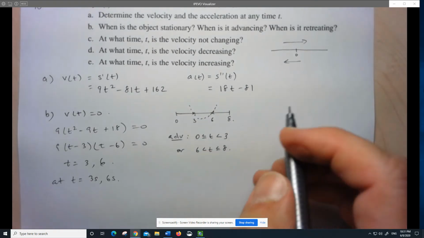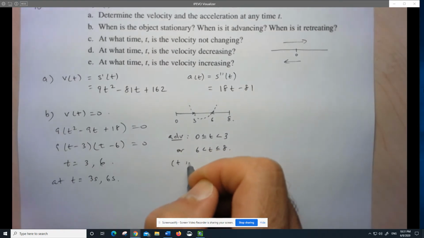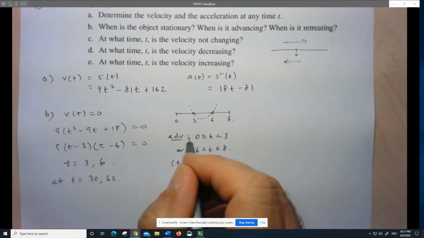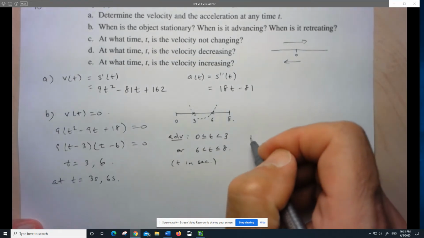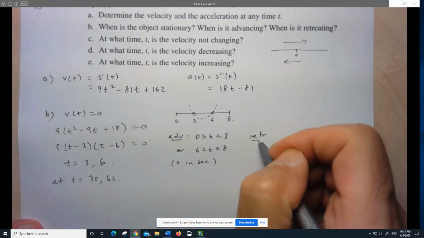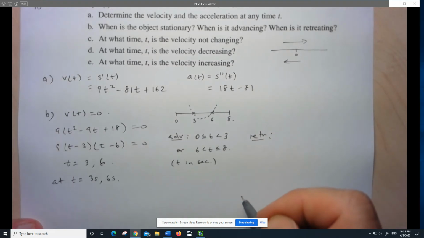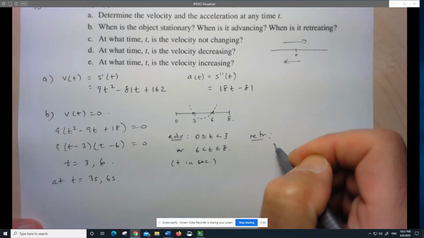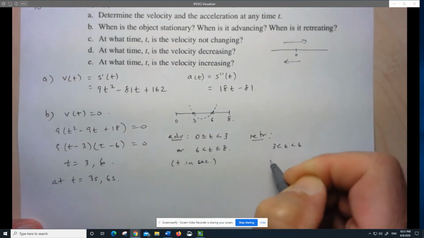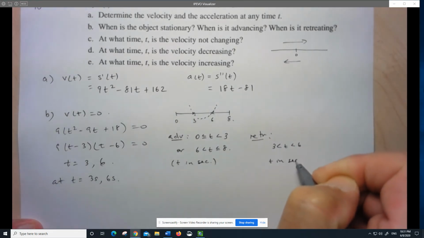And here again we assume that time is in seconds, just so I don't have to write it every single time. All right, and for retreating, in other words moving in a negative direction, that's going to be where the first derivative is negative. So here we have 3 less than t less than 6, where t is in seconds.